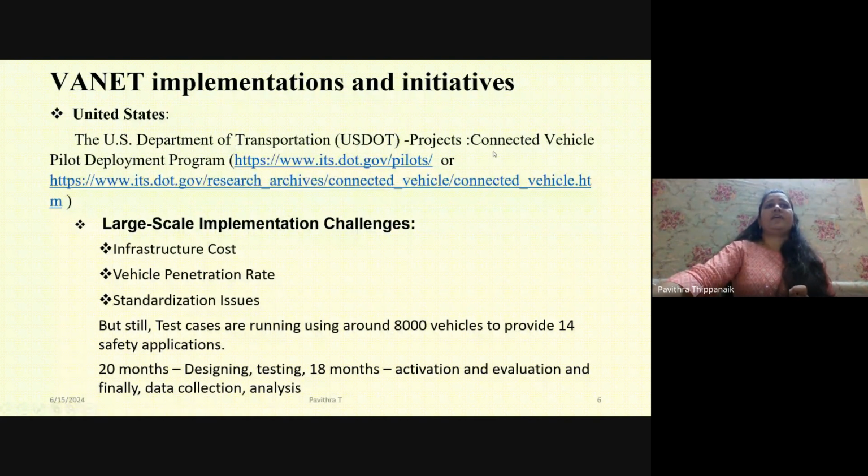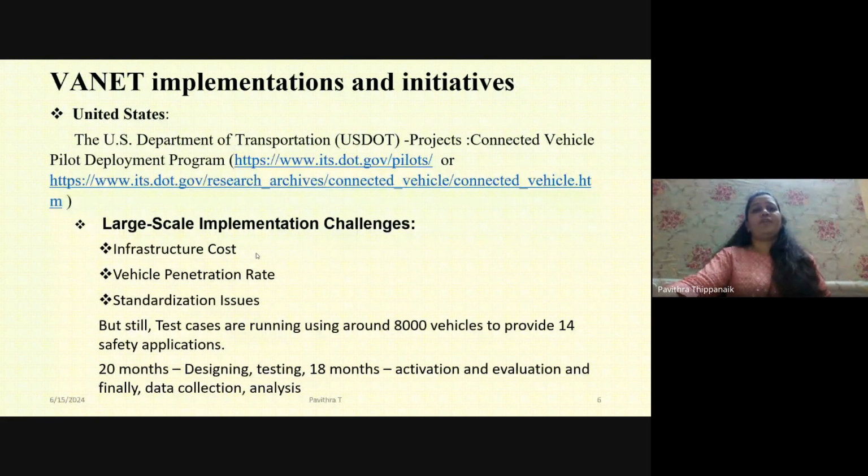In the Connected Vehicle Pilot Deployment Program, the US has chosen 3 different cities for this project, and they are trying to implement or deploy the VANET project over there. When they decided to start with this program, they faced 3 major challenges. One is the infrastructure cost, another is the vehicle penetration rate, and the other one is standardization issues. So what is the infrastructure cost and why is it considered one of the major challenges?